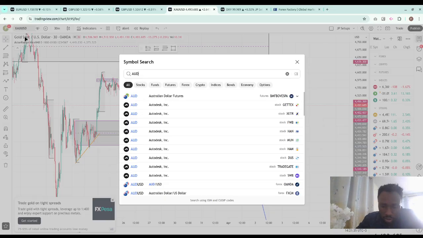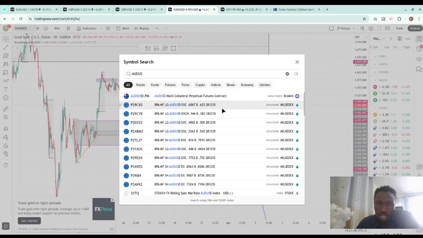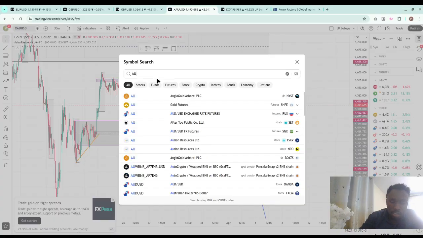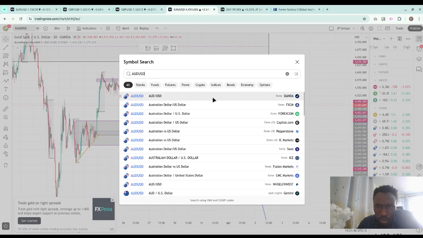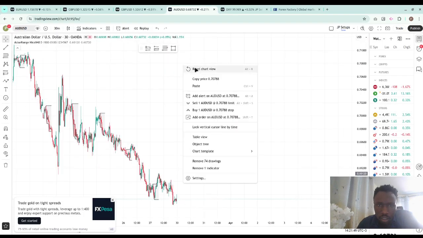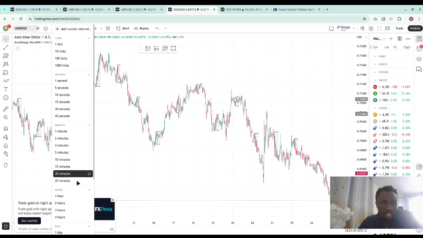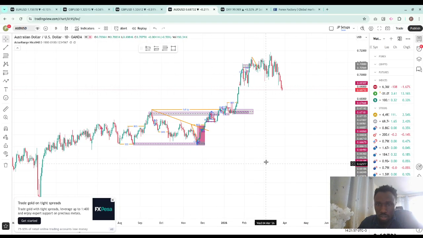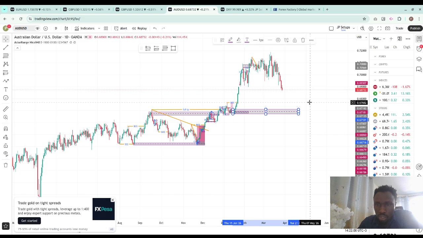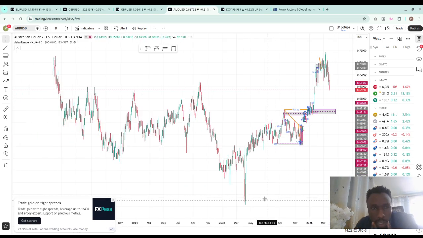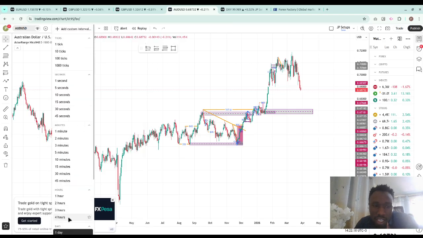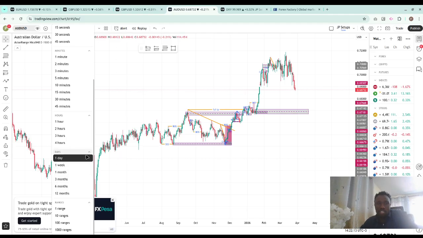Let me look at AUDUSD. I think this one is also dropping. Yes, it's dropping. It's also a pullback to this point, and that's why I'm still favoring sales on GBPUSD, EURUSD, and of course NZDUSD, but we'll just see.